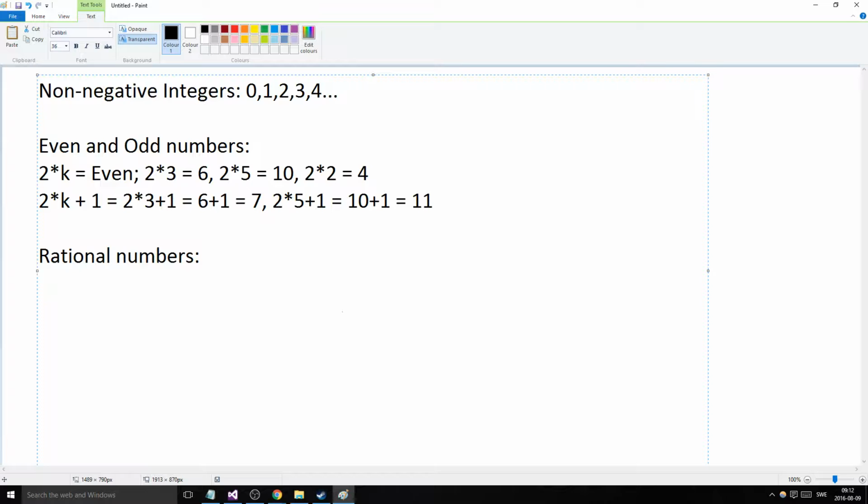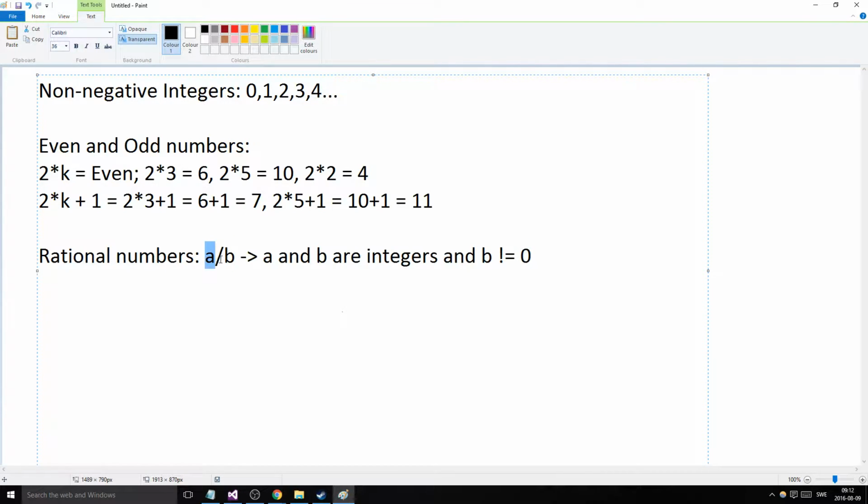Well, a rational number is a number that you can write in the format a divided by b, where a and b are integers, and b is not 0. So of course you cannot divide by 0. So make sure you know this, and this is also good to impress your teacher. Just a nice detail to know. b cannot be 0, okay?